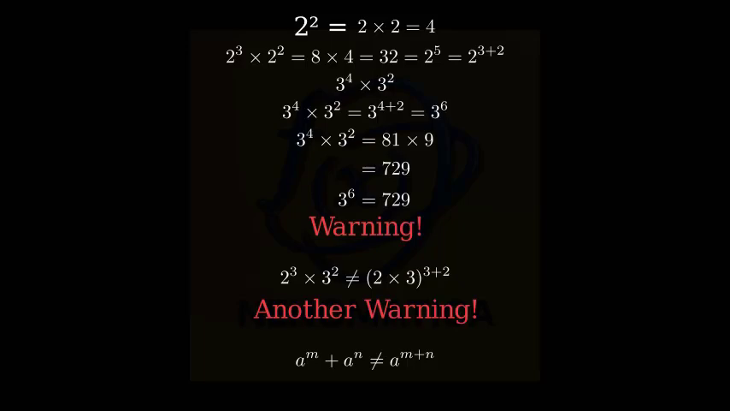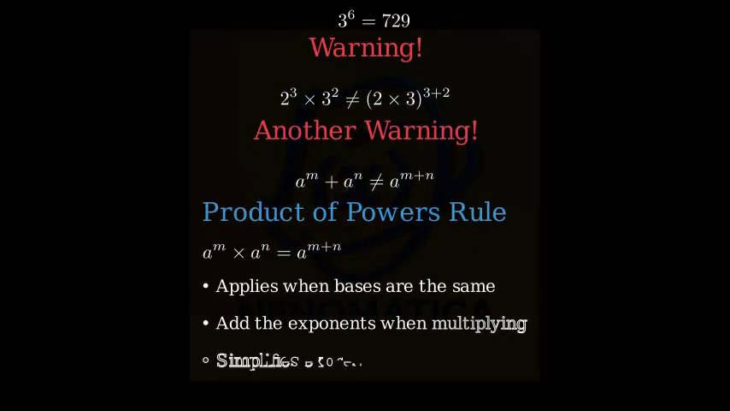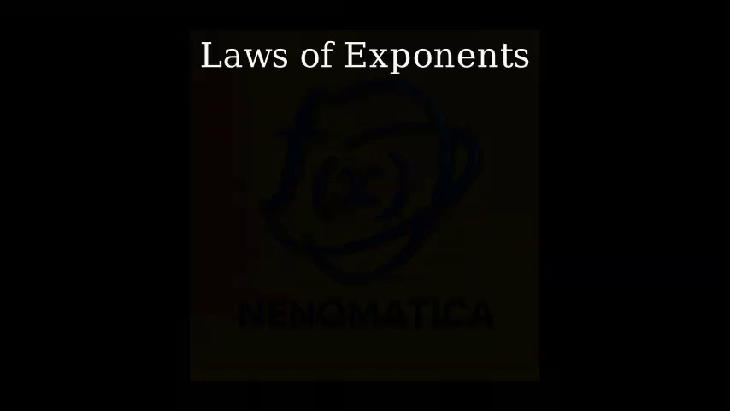Let's summarize what we've learned. The product of powers rule states that when multiplying powers with the same base, we add the exponents. This can be expressed as a to the power m times a to the power n equals a to the power m plus n. This rule helps simplify expressions with powers and is one of the fundamental exponent rules in algebra. Let's start with our first example.